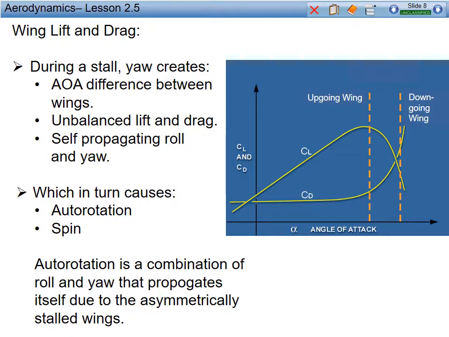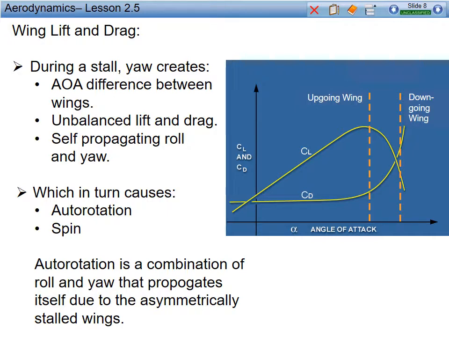So what causes this self-propagated roll and yaw? Okay. During a stall, yaw creates an angle of attack difference between the two wings. With that angle of attack difference between the two wings, I'm going to get unbalanced lift and drag on both the upgoing wing and then therefore the downgoing wing. Am I ceasing to create lift on the upgoing and the downgoing wing? No, I'm not. And that is one of the big misconceptions that people might have. They think, oh, my aircraft is stalled, therefore I'm not producing any lift on both of my wings.